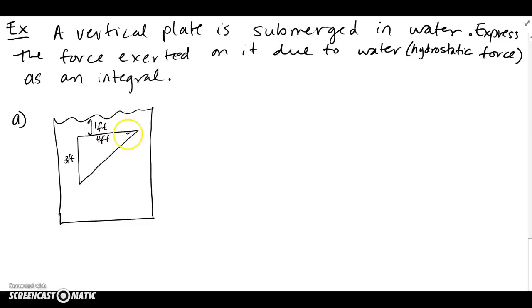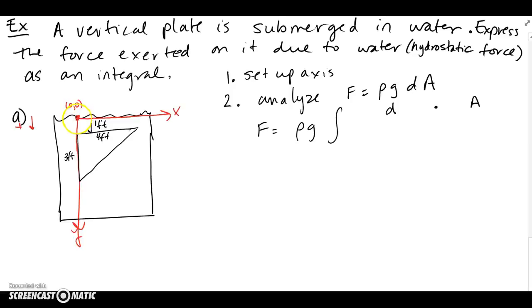So this is 4 feet, this side is 3 feet, and it's 1 foot below the water. I'm going to choose my axis to be at the surface of the water. Again, it doesn't have to be like this. I'm just going to choose it like that. Maybe we'll look at it both ways and show that it's the same result. So I set up my axes. I chose the top of the water to be the x-axis, and then I'm choosing the downward orientation to be positive. So this corner right here is my origin based on my axis.